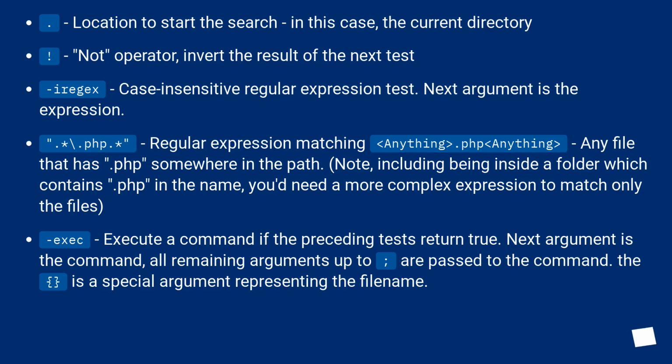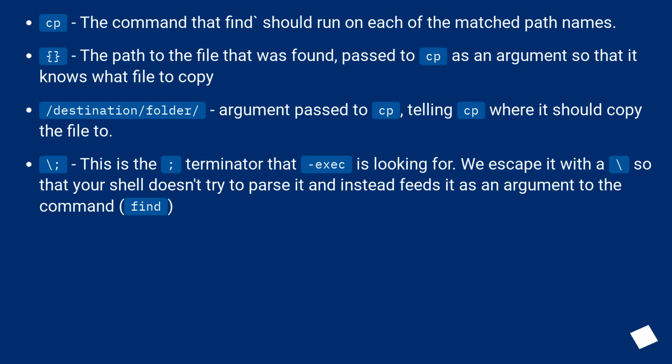-exec: execute a command if the preceding test returns true. Next argument is the command, and all remaining arguments up to the semicolon are passed to the command. The {} is a special argument representing the file name. cp: the command that find should run on each of the matched path names. {}: the path to the file that was found, passed to cp as an argument so that it knows what file to copy. /destination/folder/: argument passed to cp, telling cp where it should copy the file to.